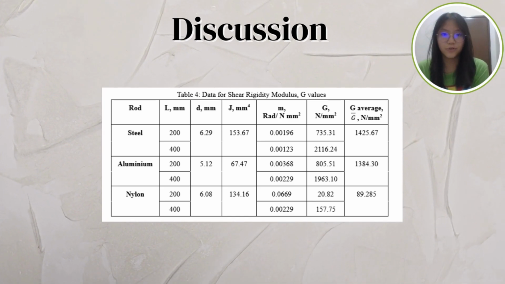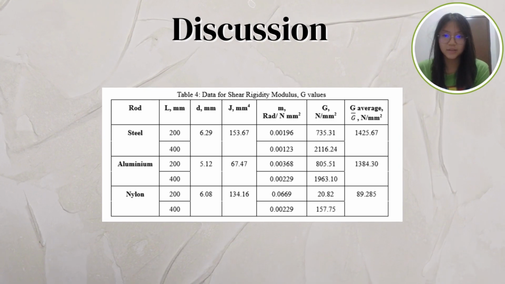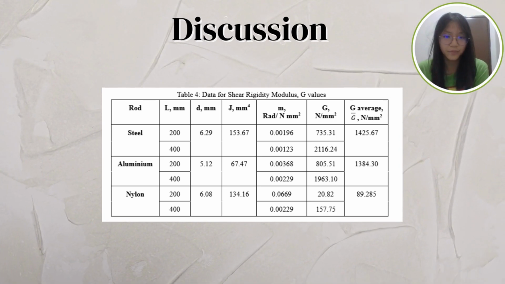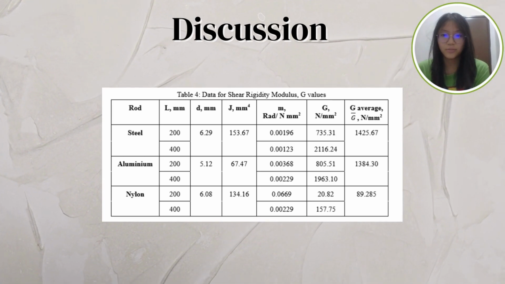The average G for the steel solid bar is 1425.67, for aluminium solid bar is 1384.30, and the last is nylon solid bar, which is 89.285.